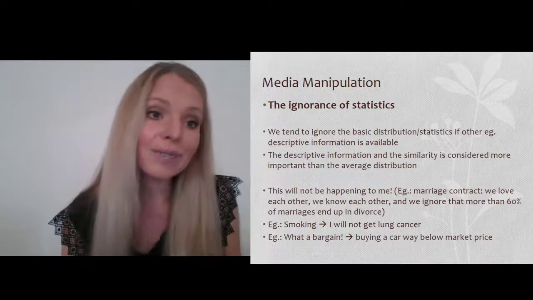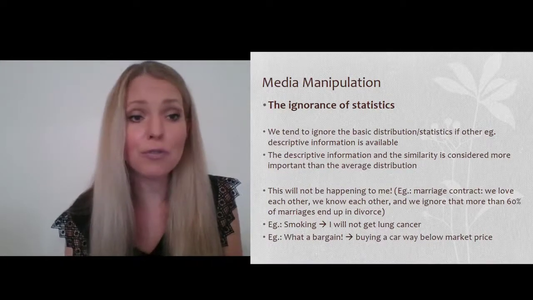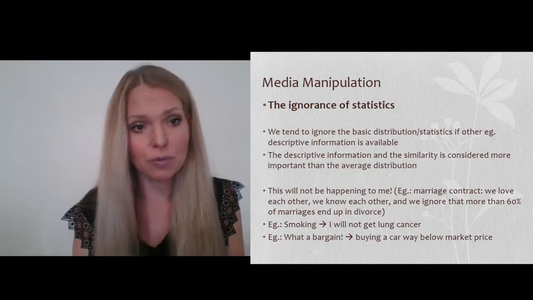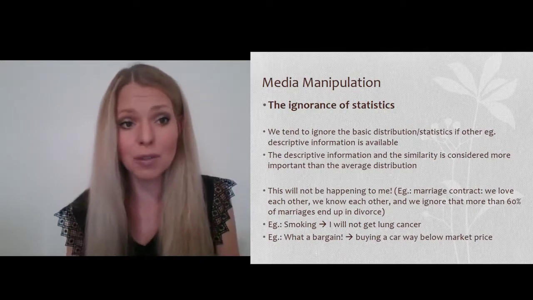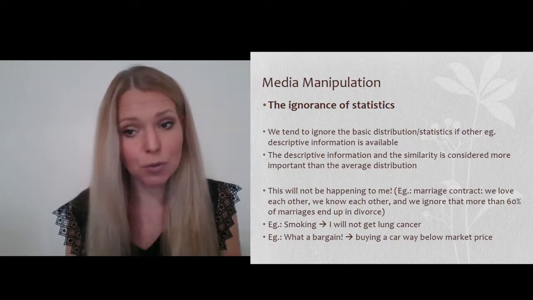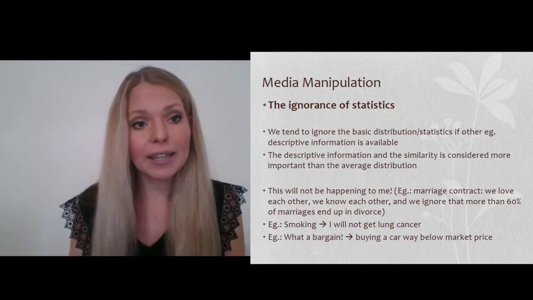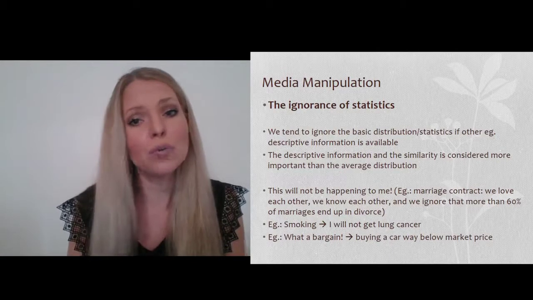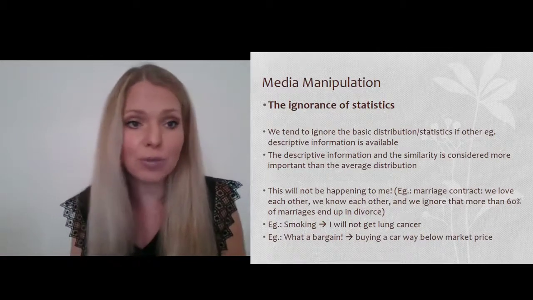And unfortunately, in Hungary, we do have a very high rate of divorce. It's like 60% at the moment, which is more than every second couple ending up in divorce. So they say, oh, it won't happen to us. We know each other. It will be no problem.